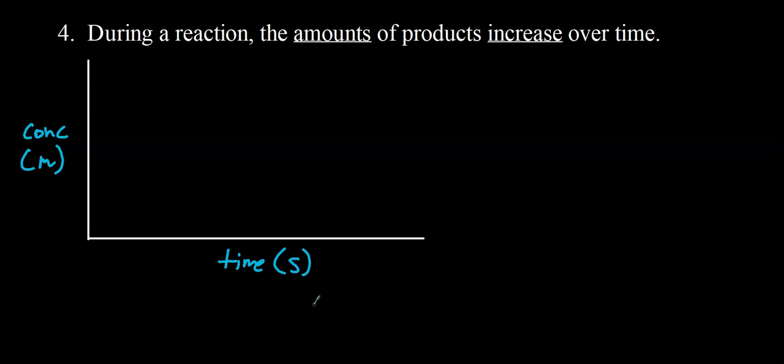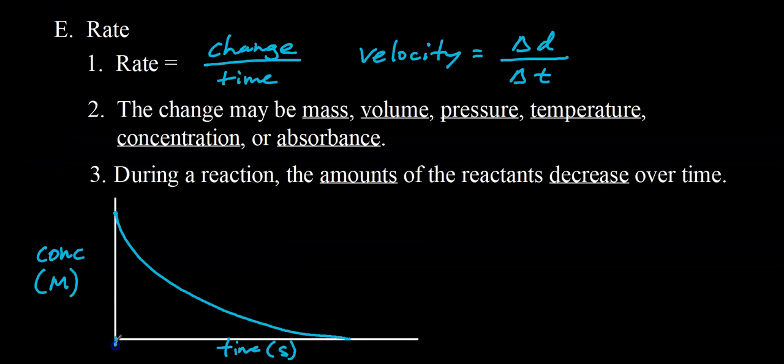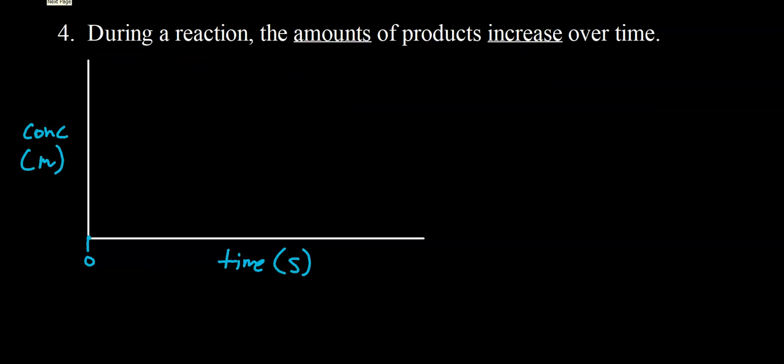So once again, we'll start with our initial amounts. At time 0, probably should label that on this graph too, time 0, the very beginning of the reaction, in the case of a product, we have none. And as the reaction proceeds, the amount of that substance will increase. Once again, not linearly with time, but rather we get something like this.